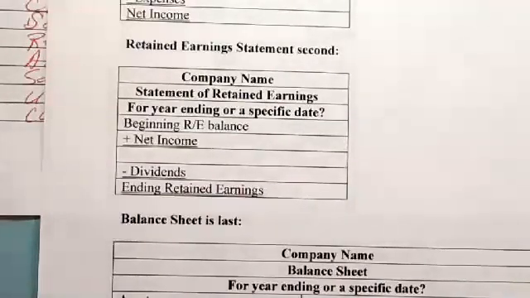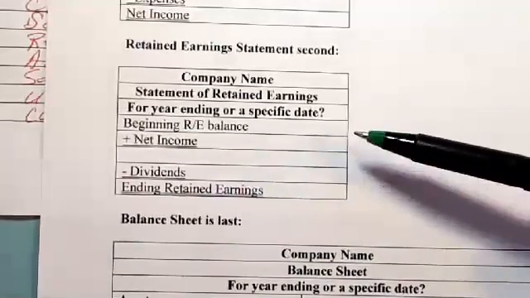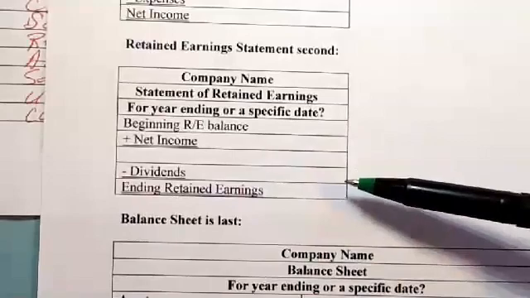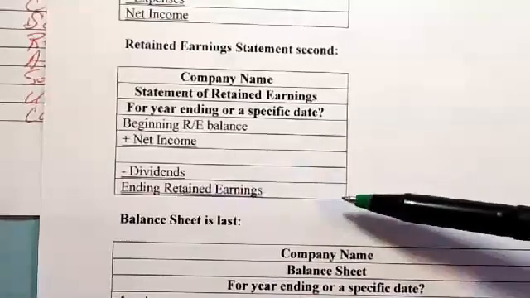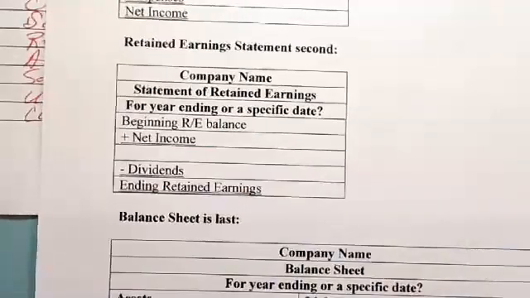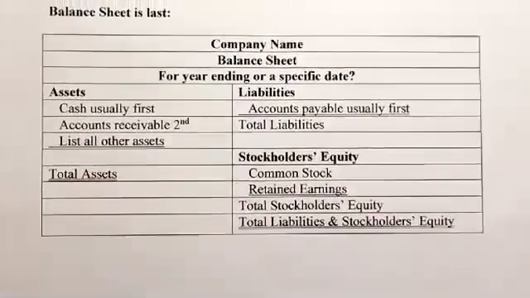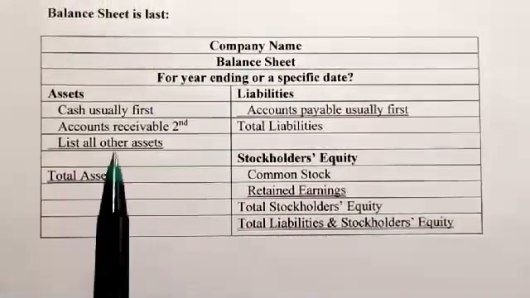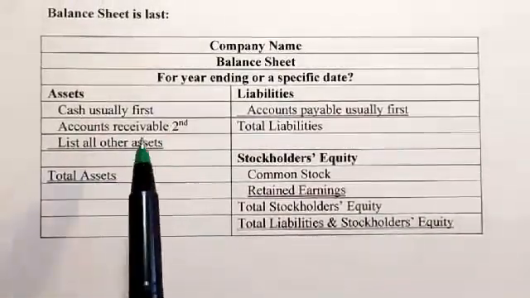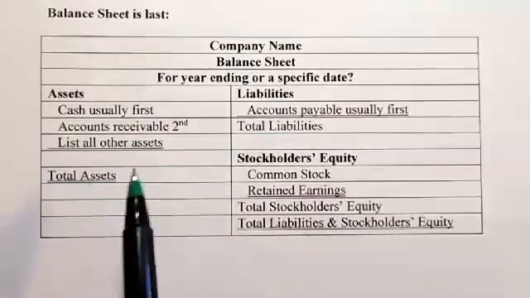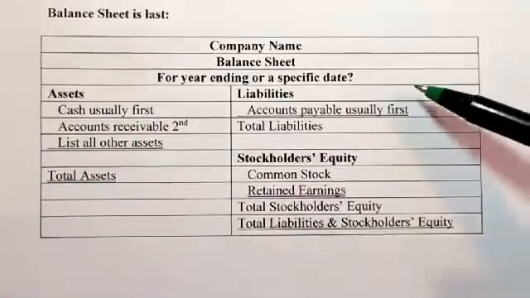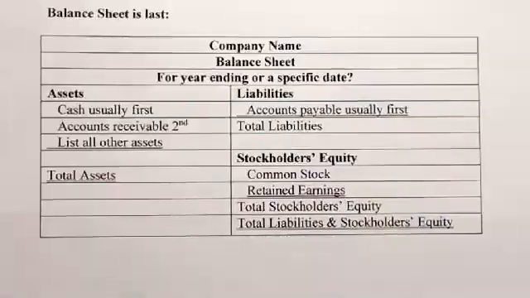Sometimes it's nice to do a separate little statement of retained earnings, where you take your beginning balance plus your net income minus your dividends. Remember, that's where the earnings are paid out, to get your ending retained earnings. And then you can do your balance sheet, and your balance sheet will balance. Usually we start with cash. We start with the more cash-like items first, and go to longer things later. Then we do our liabilities and our stockholders' equity.